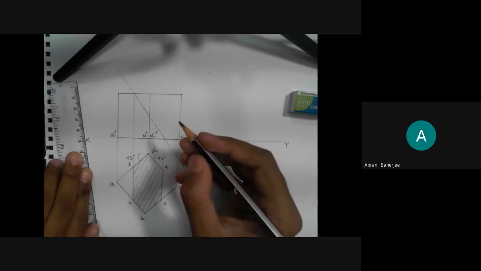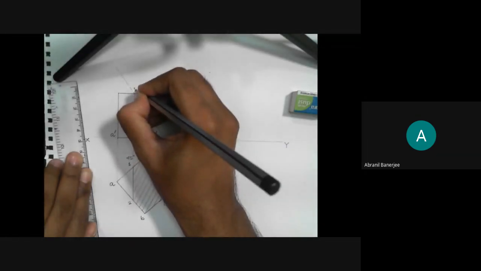Now, let us define these points. Let us say AD, this point as 1, 2, 3, and 4 intersecting points. Say, for example, this is 1 and 2, and this is 3 and 4. Okay? And this we call as, for example, 5 and 6.